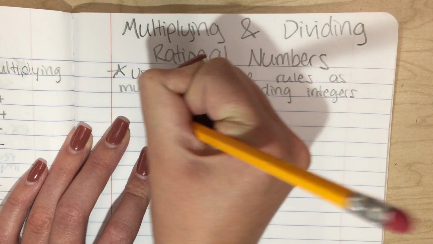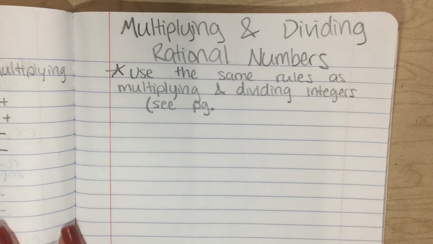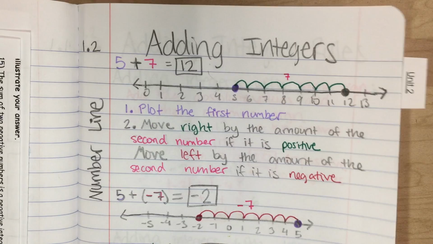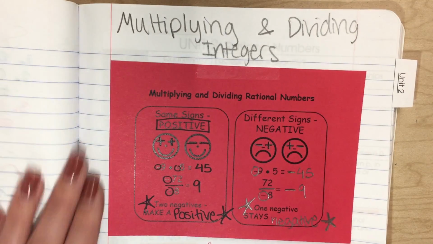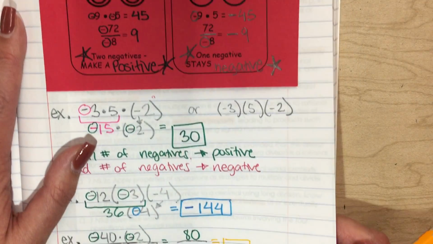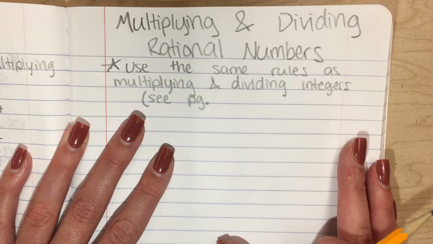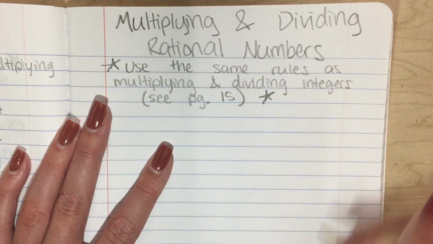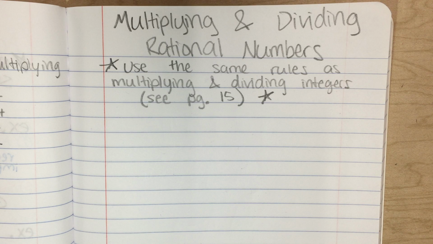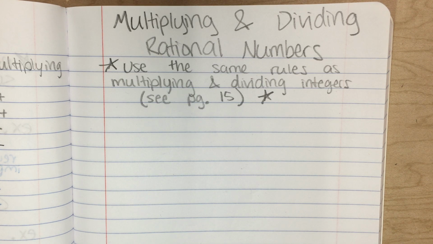And if you need a reminder, I want you to see the page in your notes that this is on. So let's flip back to our integers unit and look for multiplying and dividing. And there it is. Multiplying and dividing integers is on page 15. So I want you to write on your notes, see page 15 if you need a reminder of what those rules are.